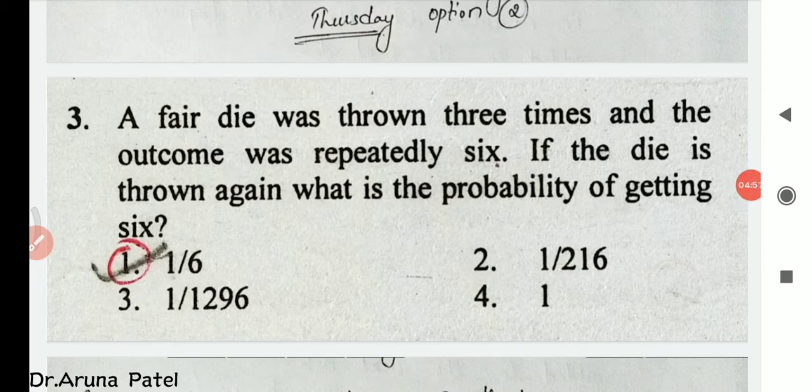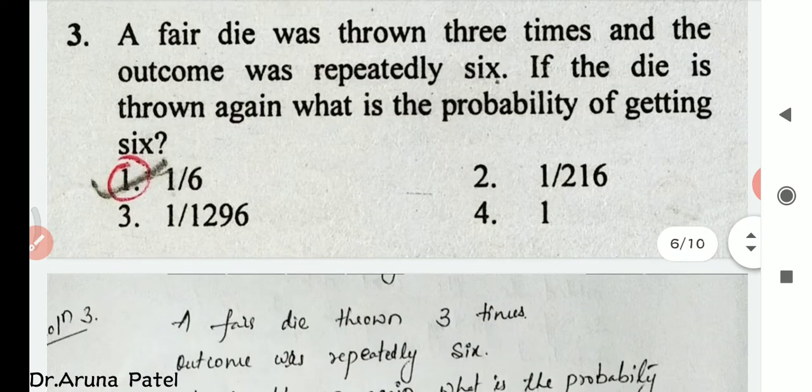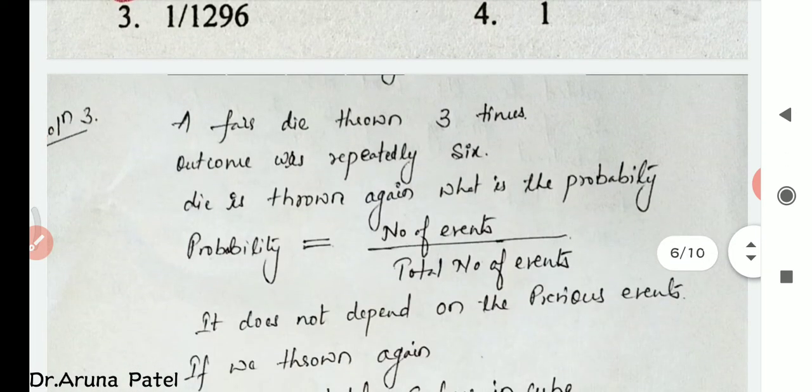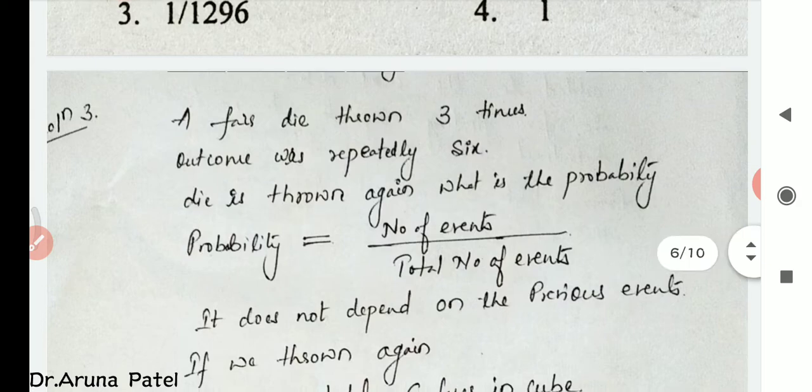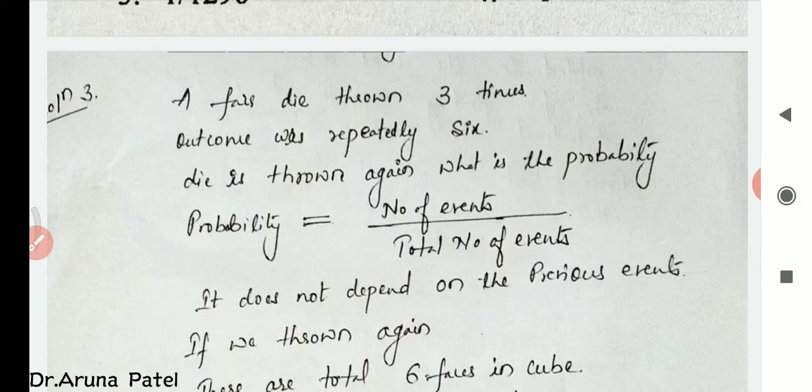A fair die was thrown 3 times and the outcome was repeatedly 6. If the die is thrown again, what is the probability of getting 6? So here, see the solution. A fair die is thrown 3 times. The outcome was repeatedly 6. The die is thrown again, then what is the probability?